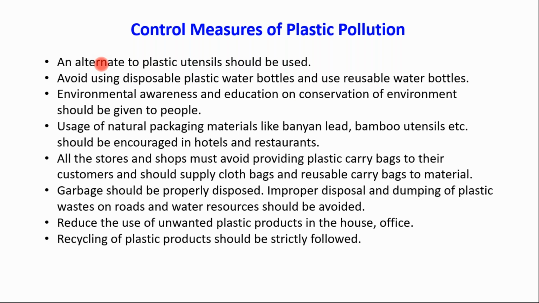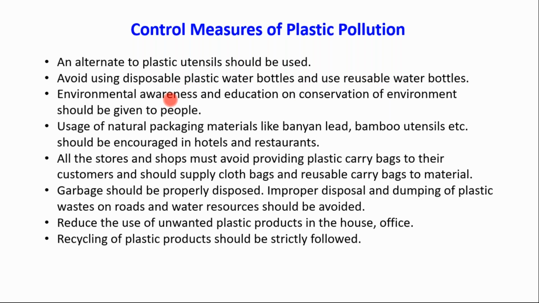But if you want to control this plastic pollution, then the consumption or the use of this plastic should be reduced. Avoid using disposable plastic water bottles and use reusable water bottles. So we have to replace these disposable plastic water bottles by reusable water bottles. Reusable water bottles normally consist of metals, that is mild steel, stainless steel or copper.